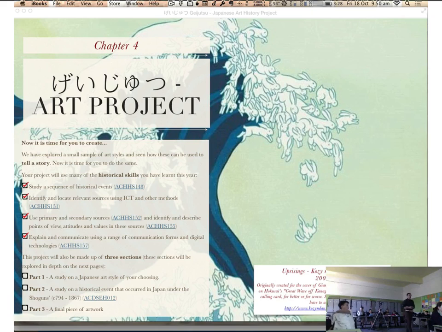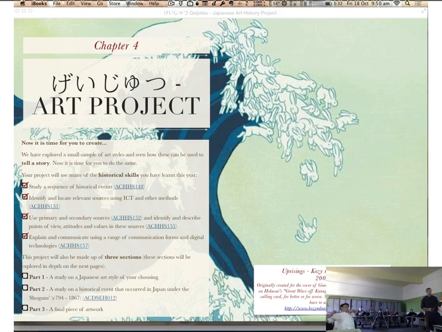What you're going to be doing is you are going to tell a story. So, three parts. Basically, your project will use many of the historical skills we've learned about, which are here. We will learn these as we go. So here it is. Your project will be made up of three sections.